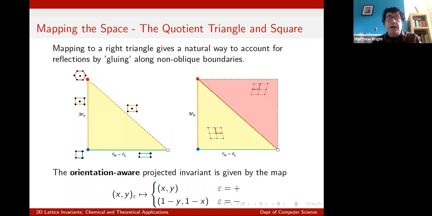How do we deal with orientation-aware projected invariants? We glue one of these boundaries together, effectively gluing the boundary on this side together here. We create this map that goes from (x, y) to (1 minus y, 1 minus x) for a negative lattice, and that gives us a square. This is what we call the quotient triangle. Quotient, like with a quotient group, because we're quotienting out by scale and by isometry. And here we've got the quotient square. The idea is that if I've got two lattices which are reflected across this boundary, then they are related by a reflection. Hopefully that's clear. These bars are just shorthand so that the notation doesn't get ugly, to remind us that we've scaled by size, as we've defined it, by sigma.